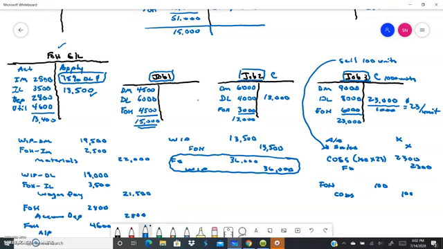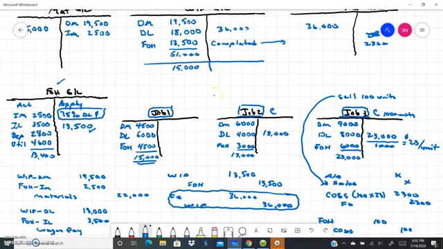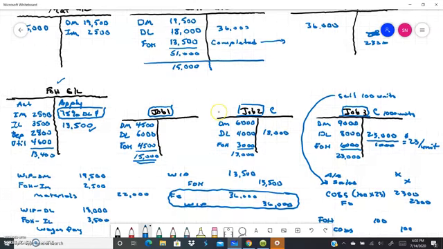So those are all the entries that you would need to make. It's all, again, laid out using T accounts. I think that's probably the easiest way to see what's going on in this particular problem. I think the T accounts are probably the simplest way to understand how the costs are flowing, and especially when using the subsidiary work in process accounts.